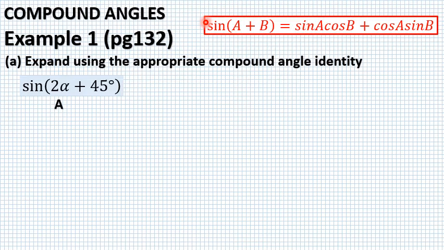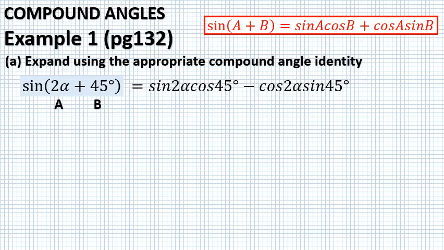But let's link up A and B to the angles that we've been given. So 2 alpha can be your A and 45 degrees can be your B. And we copy this format, we mimic it, and instead of writing A and B, we write 2 alpha and 45. Now let's just double check. Does 2 alpha link up with A?